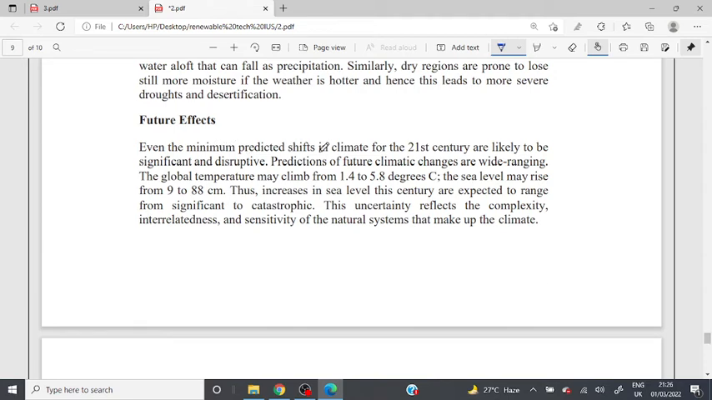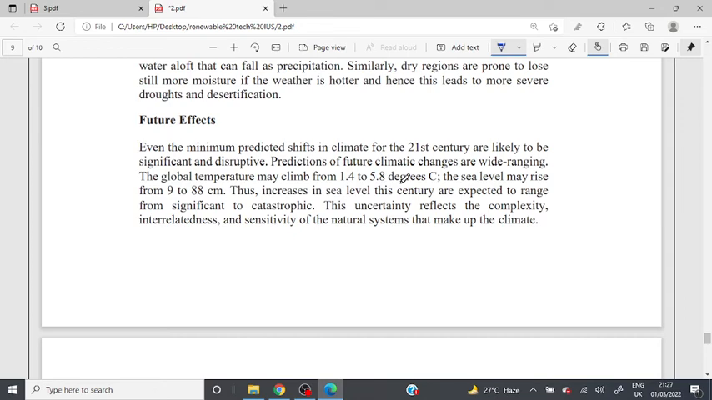Even the minimum predicted shift in climate for the 21st century is likely to be significant and disruptive. Predictions of future climate changes are wide-ranging. The global temperatures may climb from 1.4 to 5.8 degrees Celsius. Now, we all know we are talking about keeping the global warming to 2 degrees below. So the temperature is going up by 2 degrees. The COP27, the most recent IPCC conference that we had, committed to keep the global warming below 2 degrees. Now, if that is the case, you can understand how much difference 0.1, 0.2, 0.5 degrees makes, where we are saying that the global temperatures may well increase from 1.4 to 5.8 degrees.